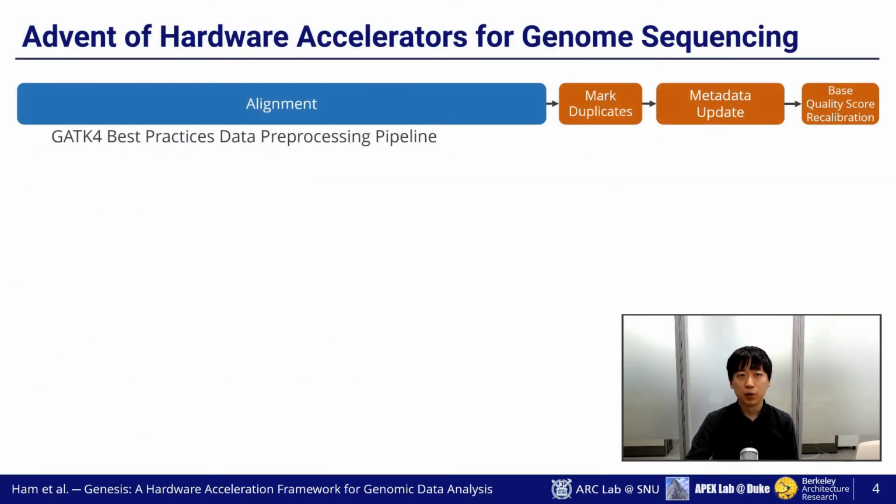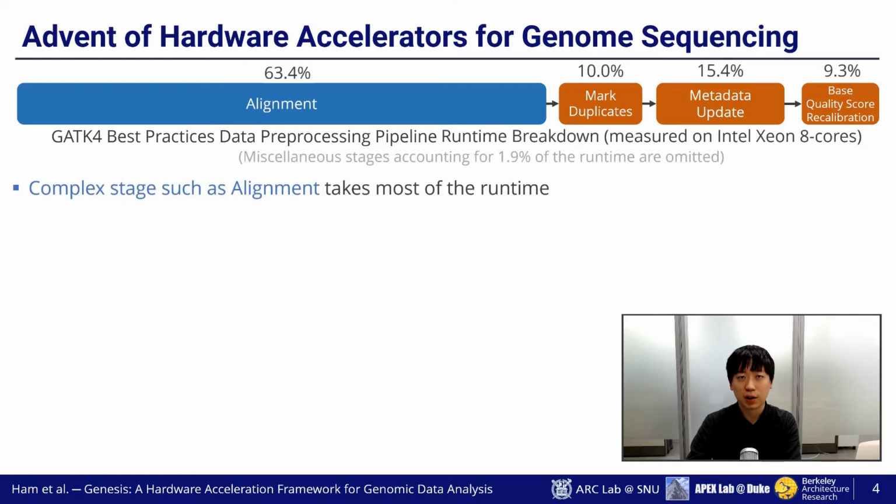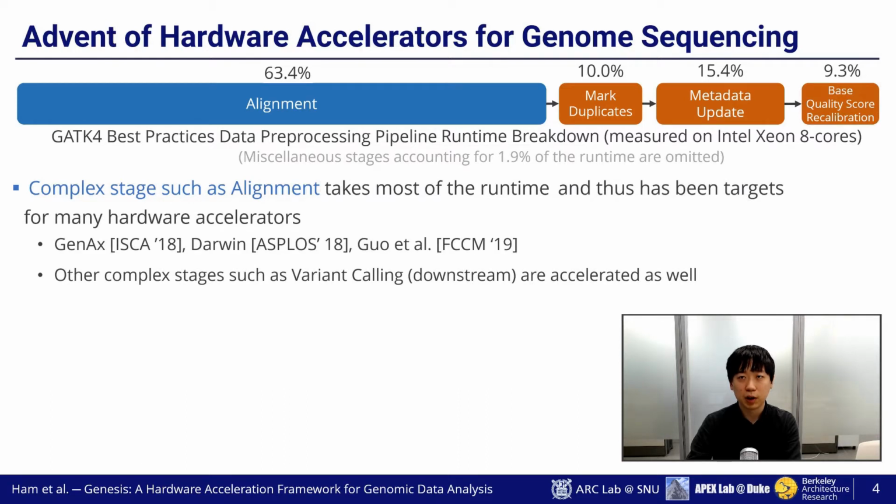Our work mainly focuses on the GATK4 best practices secondary analysis pipeline, well suited for the popular Illumina genome sequencing instrument. Specifically, we target the data preprocessing phase of this pipeline. The data preprocessing phase consists of 4 stages, and the runtime breakdown shows that a complex stage such as alignment takes most of the runtime. The importance of genome sequencing and the fact that alignment takes the majority of the genome sequencing time motivated computer architects to design hardware accelerators for alignment.